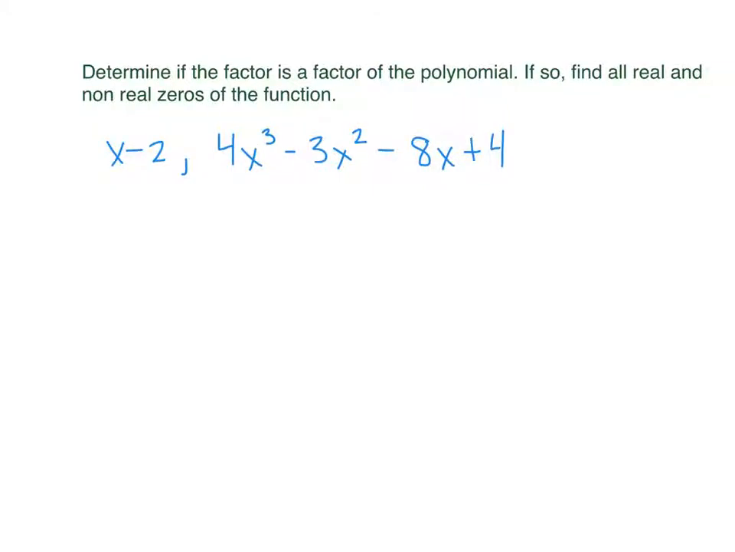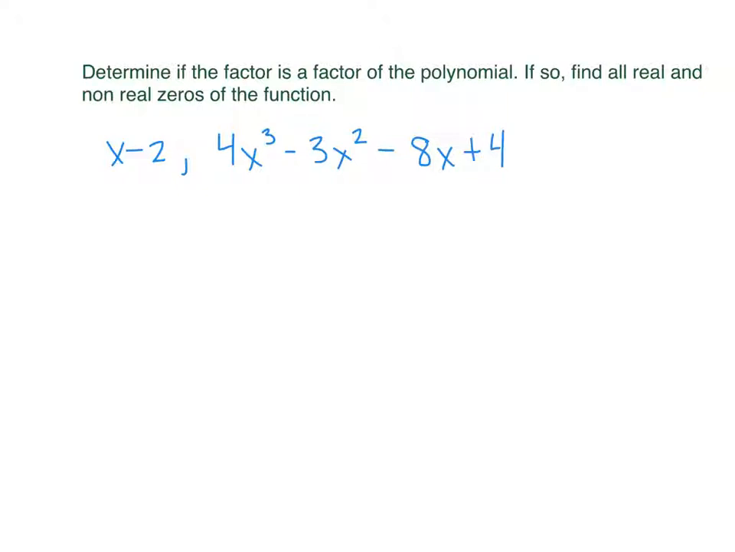Okay, we're going to look at polynomial functions and determine if the given factor is an actual factor of the polynomial. And if it is, then we're going to be able to find all the real and non-real zeros of the function. So to determine if x minus 2 is a factor of that polynomial function, we're going to use synthetic division.